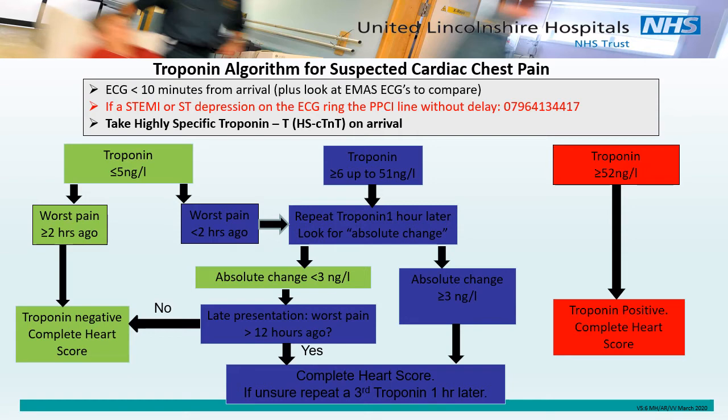If the troponin is more than 52, this is a positive troponin and we need to complete the heart score and refer to the cardiac team. All right, so you will find all of these algorithms on the intranet, so you can refer back to them.